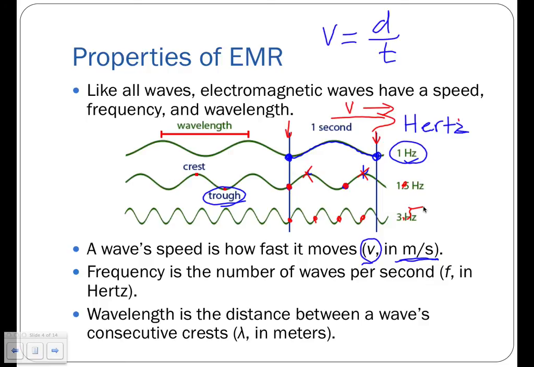The last one is one we've sort of already seen here. It's the wavelength. The wavelength is the distance between a wave's consecutive crests. And so the crest is the top portion of the wave right here.